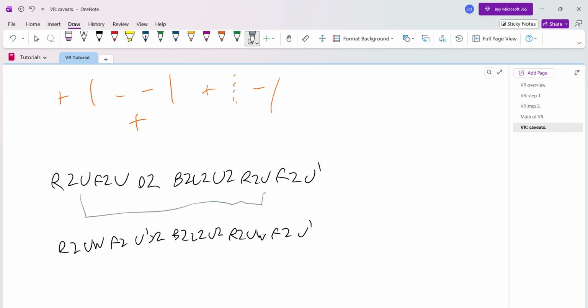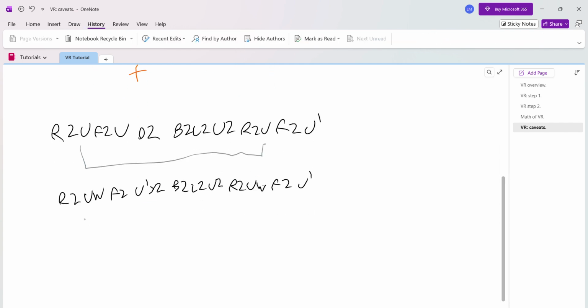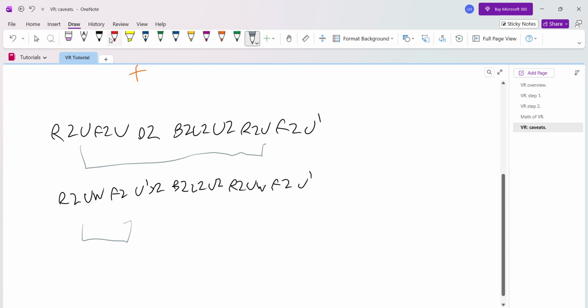Now instead, suppose that the VR that we're looking for is instead this one. Okay. Then you would do R2, U wide, F2. And then basically you need to replace this U D2 with a U wide D2, which is the same thing as U wide prime Y2. And then you keep going.